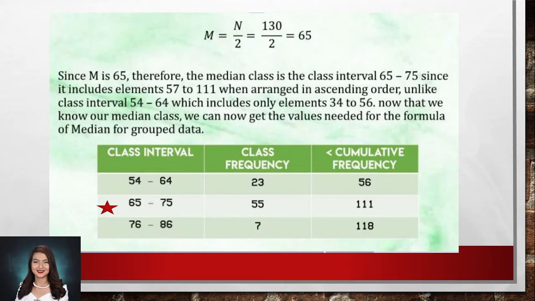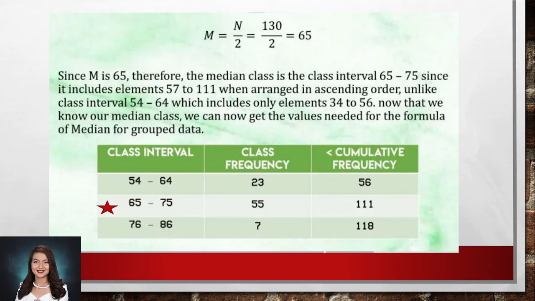Since it includes elements from 57 to 111 when arranged in ascending order, unlike class interval 54 to 64, which includes only elements from 34 to 56. Now that we know our median class, we can now get the values needed for the formula of median for group data. So, para hindi kayo maguluhan dahil 65 ang nakuha natin sa median class, hindi porket na 65 ang nandyan, pupunta na tayo agad doon sa class interval na from 65 to 75.